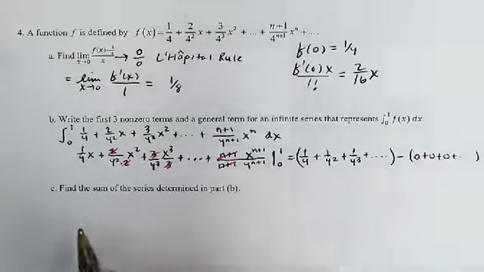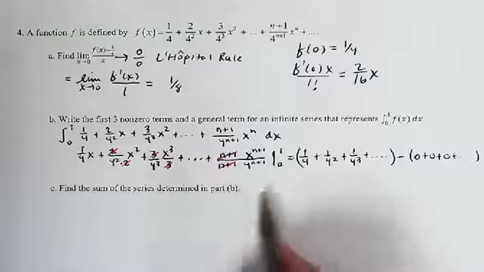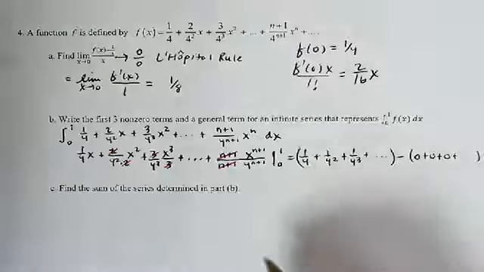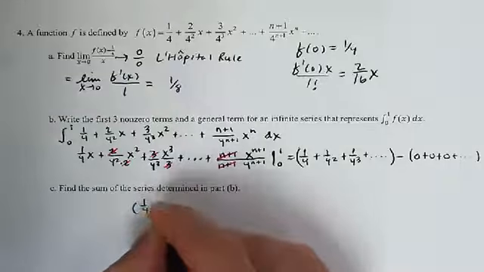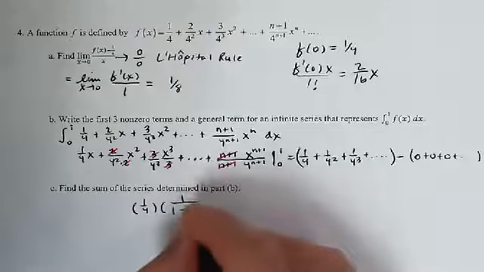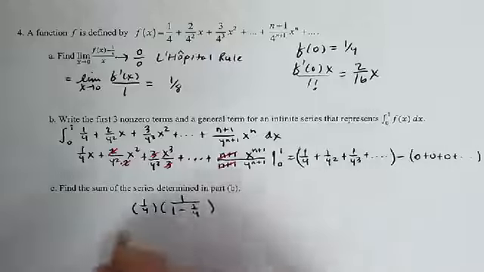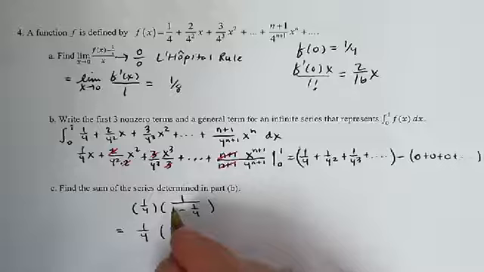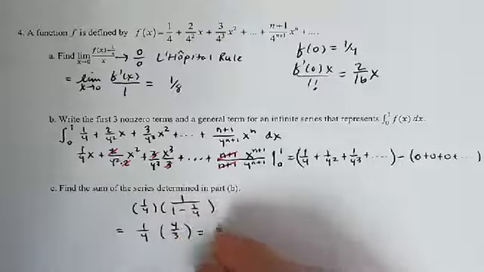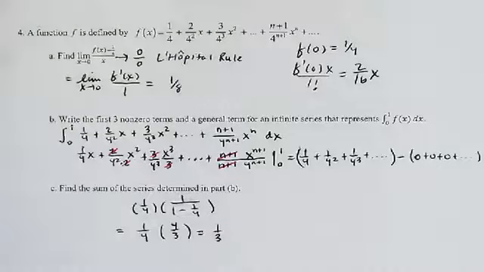Okay, so when they ask me to find the sum of the series determined in part B, it's going to be geometric, and I'm going to use the geometric series formula. Remember, it's first term times 1 over 1 minus the common ratio. That's 1/4 times 1 over 1 minus a fourth, which is 3/4, so that becomes 4/3. And that sum is equaling 1/3.